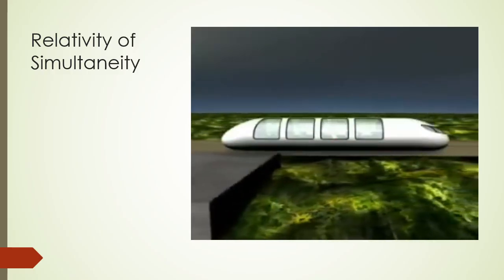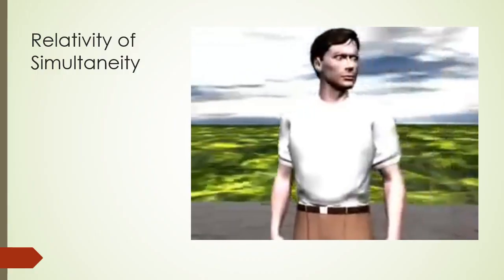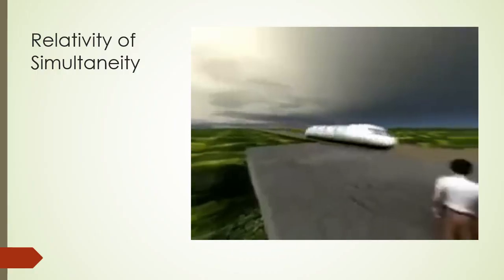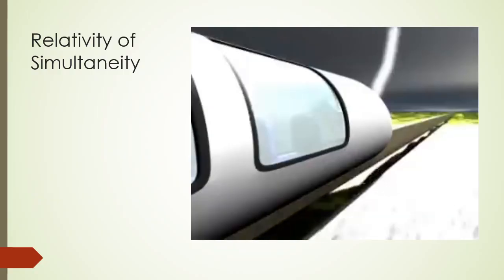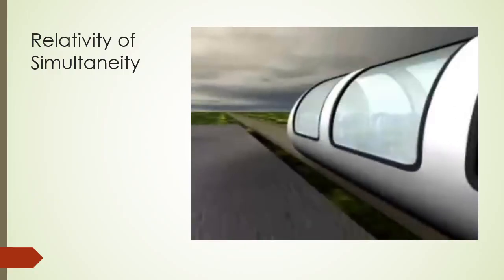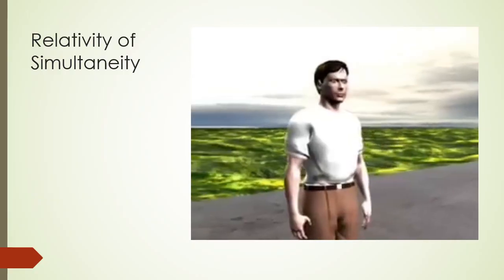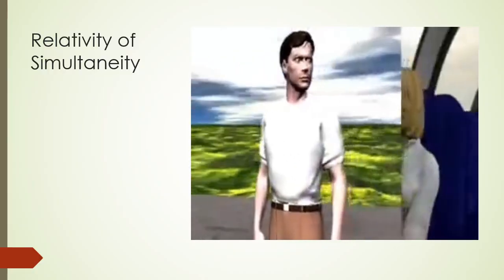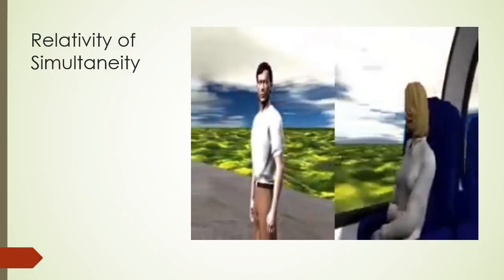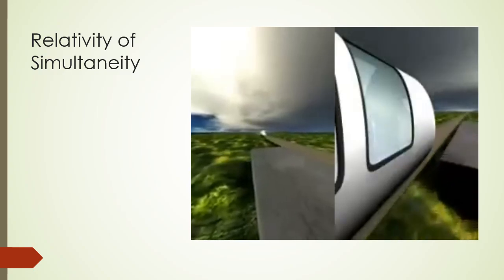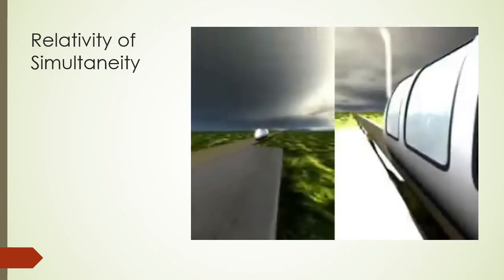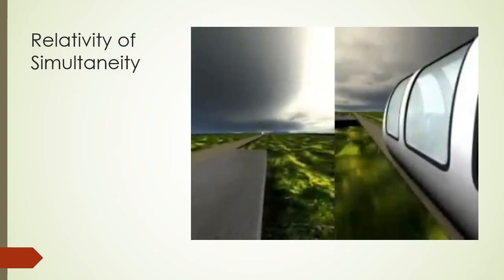Whose interpretation is correct? The observer on the platform, who claims that the strikes happened simultaneously, or the observer on the train, who claims that the front strike happened before the rear strike? Einstein tells us that both are correct, within their own frame of reference. This is a fundamental result of special relativity. From different reference frames, there can never be agreement on the simultaneity of events.